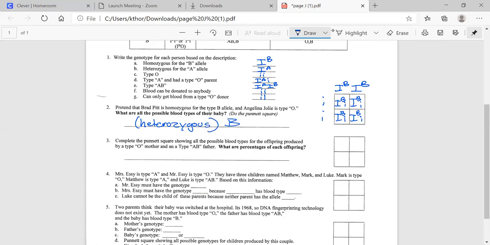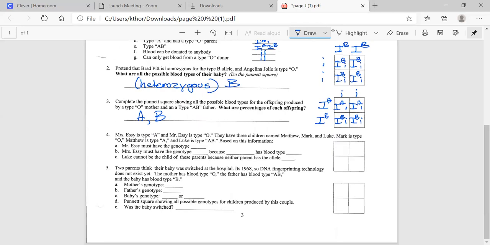Complete the Punnett square that shows all the possible blood types for the offspring produced by an O mother and a type AB father. All right. So we have type A right there. Type A there, type B there, and type B there. So A and B are the possible blood types.